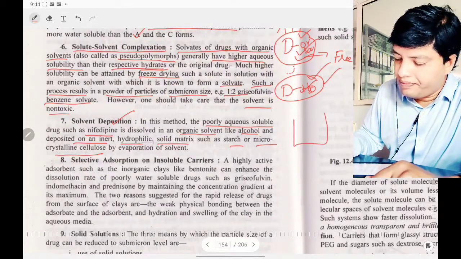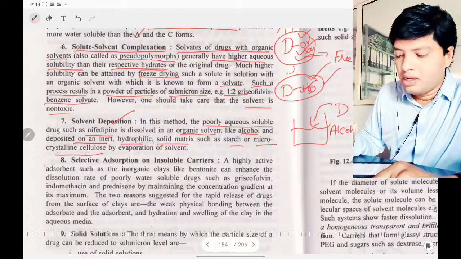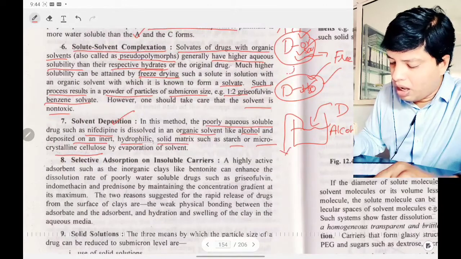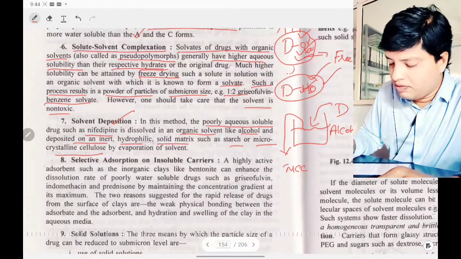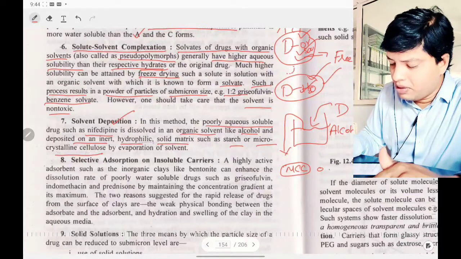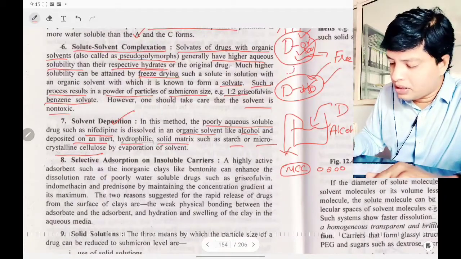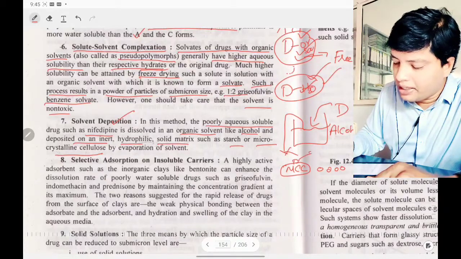So I will take alcohol in a beaker. To this I will add a drug, so the drug will be solubilized in alcohol. Again, I will spray this alcohol on MCC, that is microcrystalline cellulose. So we have one particle of microcrystalline cellulose. Like this we have many particles of microcrystalline cellulose. I will spray this alcoholic drug solution on the microcrystalline cellulose. Now what happens? Because alcohol has a tendency to evaporate, this alcohol will deposit the drug here and it will get evaporated.